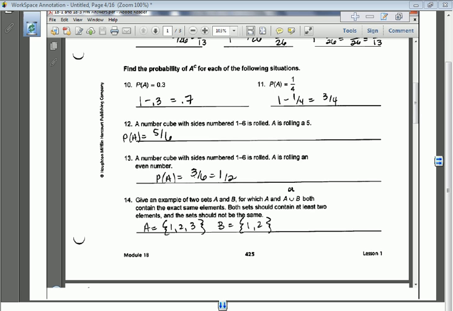Okay, any other questions about 10 through 14? Yes, sir. 14. Okay, what else? Okay. So, 14 says, give an example of two sets A and B, for which A and a union of A and B both contain the exact same elements. Okay, so all you have to do is make A contain everything that's in B.